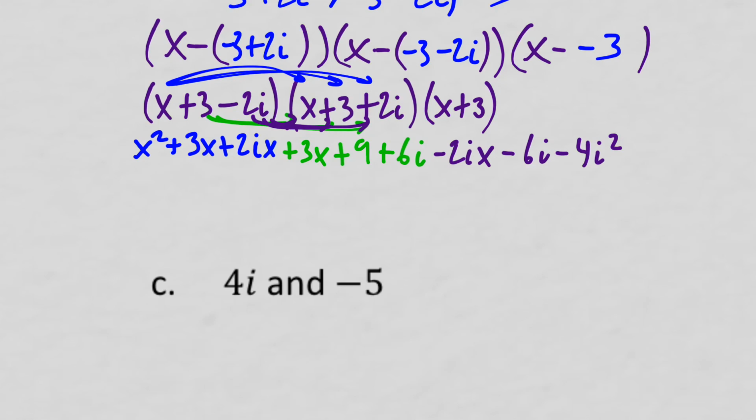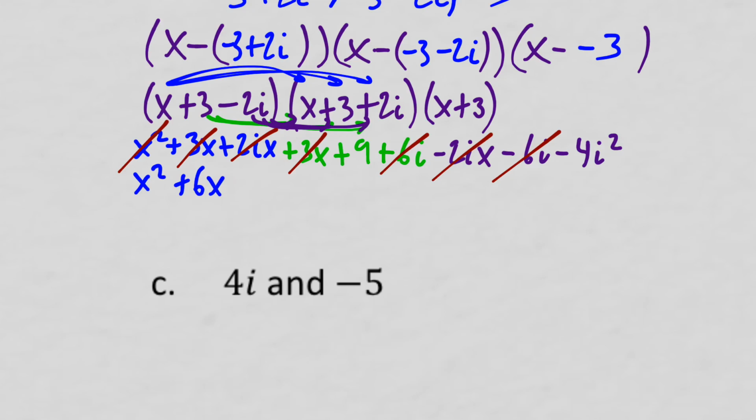Alright, combine like terms and cancel as much as possible. It's x squared, right? That one doesn't combine with anything. So that one's done. 3x combines with 3x, and that's it. So 6x for those two. 2ix and negative 2ix cancel. Also 6i and negative 6i cancel. So then what you have left is 9.